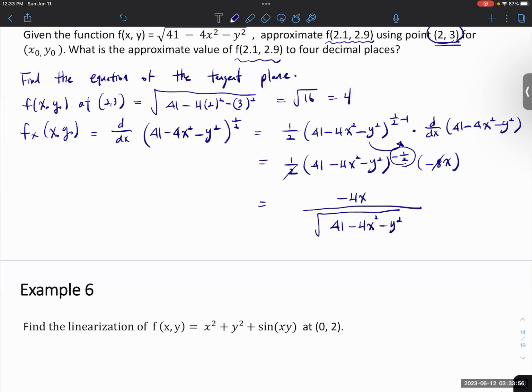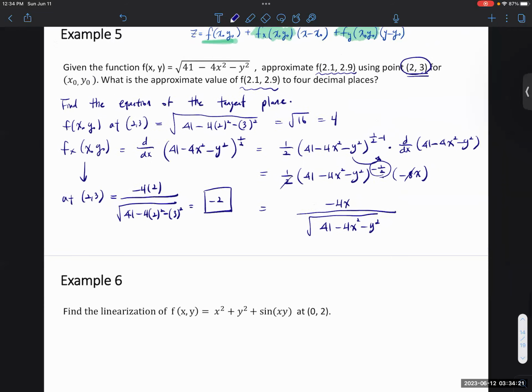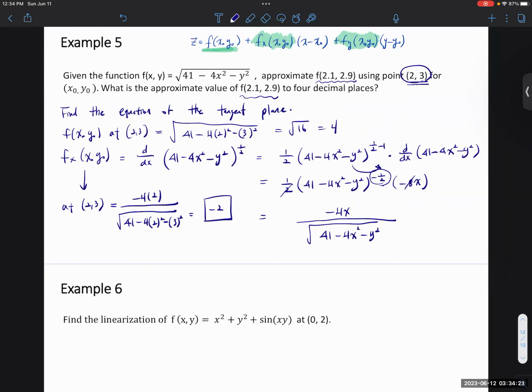So this is going to be the partial derivative at (2, 3) first. If you plug in 2 over radical 41 minus 4 times 2 squared minus 3 squared, you should get negative 2. So this is the outcome when you're passing through the point (2, 3) in the plane.